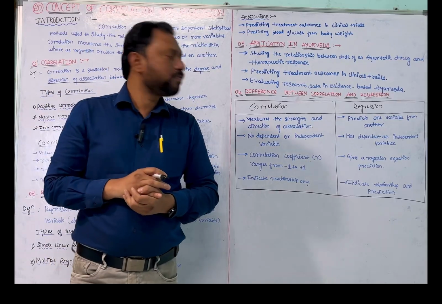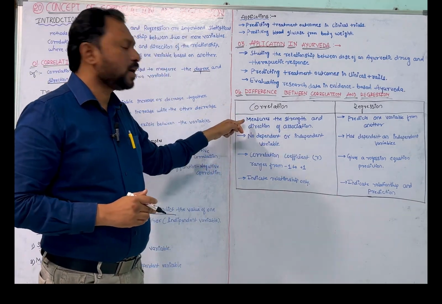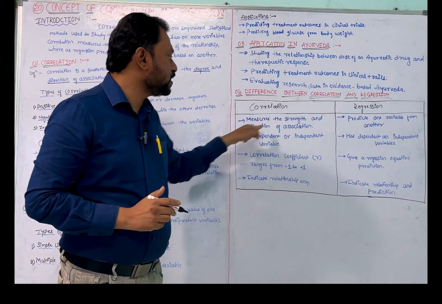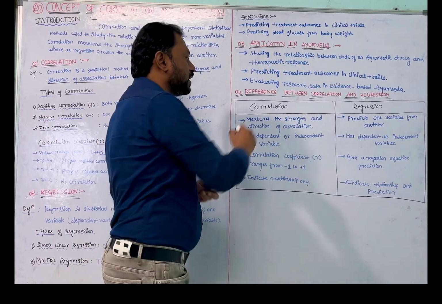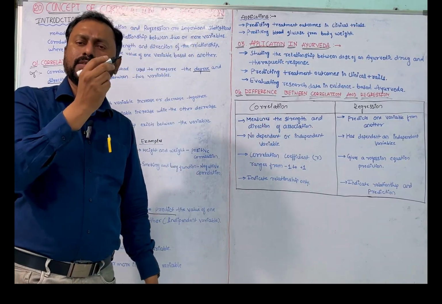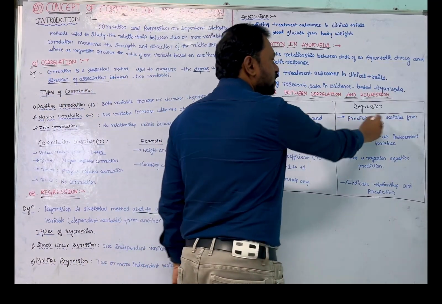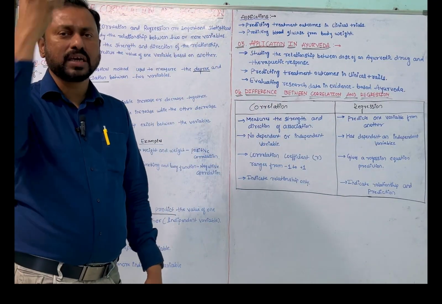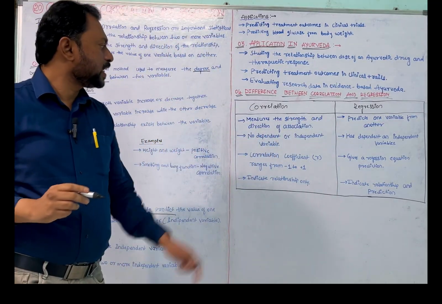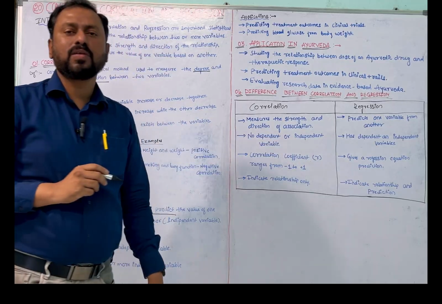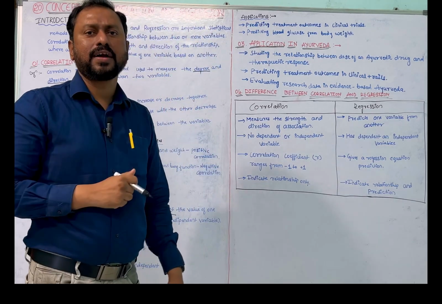The last topic is the difference between correlation and regression. First of all, correlation measures the strength and direction of association. It means there is a relation, but how much strength, and in which direction, if one increases the other increases, that is called correlation. Regression is predicting one variable from another. The second point: in correlation, there are no dependent or independent variables, whereas regression has dependent and independent variables.